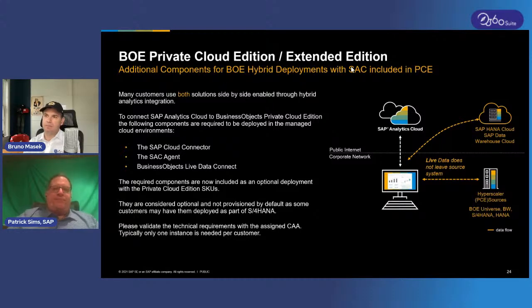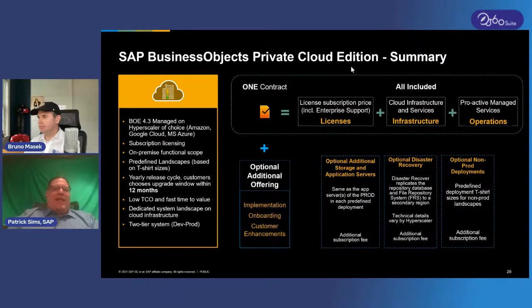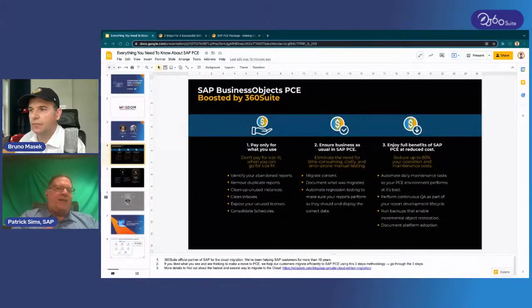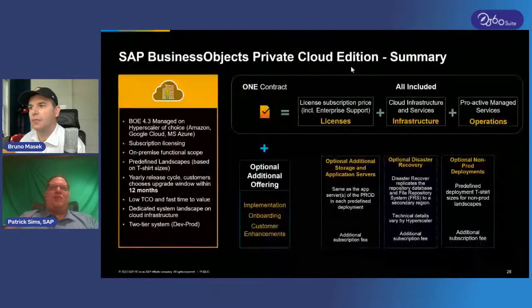Awesome. All right. And with that, we've come to the end. So this is the summary slide. I think we've pretty much covered it all. It's BobJ 4.3 on the hyperscaler of your choice, on Linux, repository in ASE, gives you lower TCO, faster time to value and innovation, predefined landscapes. It's one contract for you with a variety of things included. And then we have a variety of options that we discussed that you can add on to the environment as well.